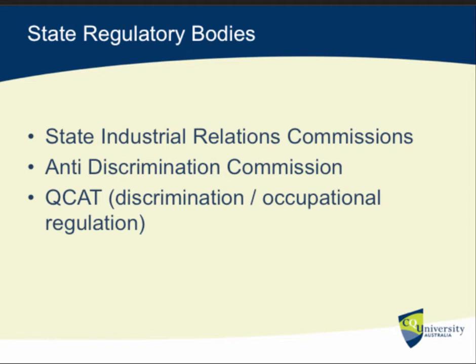And there are still state regulatory bodies which operate. So there are state industrial relations commissions, anti-discrimination commissions, and most of the states now have a commercial and administrative tribunal. In Queensland it's QCAT, in Victoria it's VCAT. That state body still has the power to determine disputes, but pretty much limited to discrimination or occupational regulation. So, in other words, if I'm struck off as a solicitor, I'll, in the first instance, be able to go back to QCAT and ask them to decide whether I should be struck off or not.